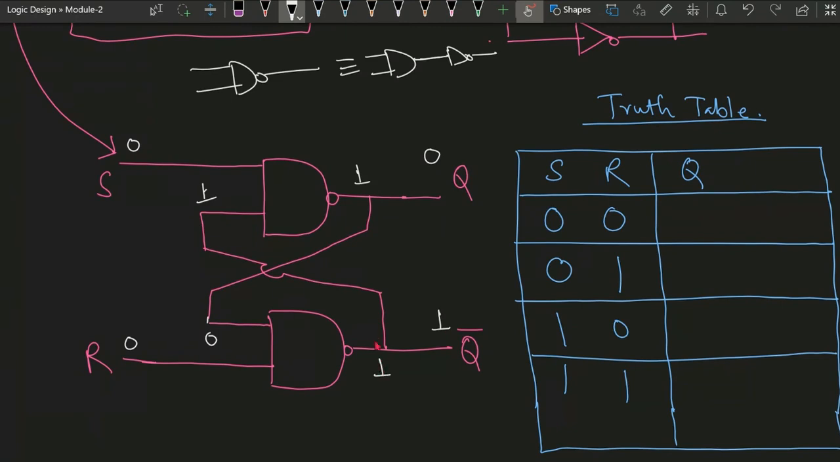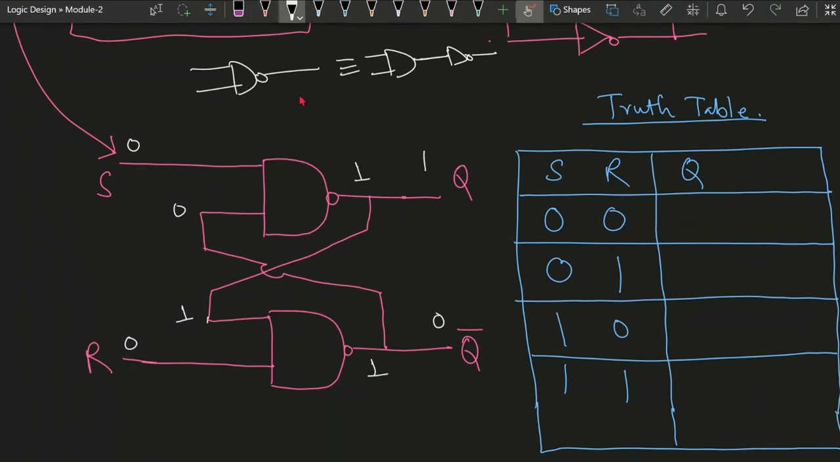This 1 1 is not possible because Q and Q bar are complements of each other. So 1 and 0 or 0 and 1 should be there. The output should be complement, but it is not, so we change the condition. Instead of 0 1, we assume 1 and 0. If 1 comes here and 0 here, then 0 and 0 after AND is 0, and then NOT is 1. Again here 0 and 1 is 0, and after NOT it is 1. So again it comes out to be 1 and 1.